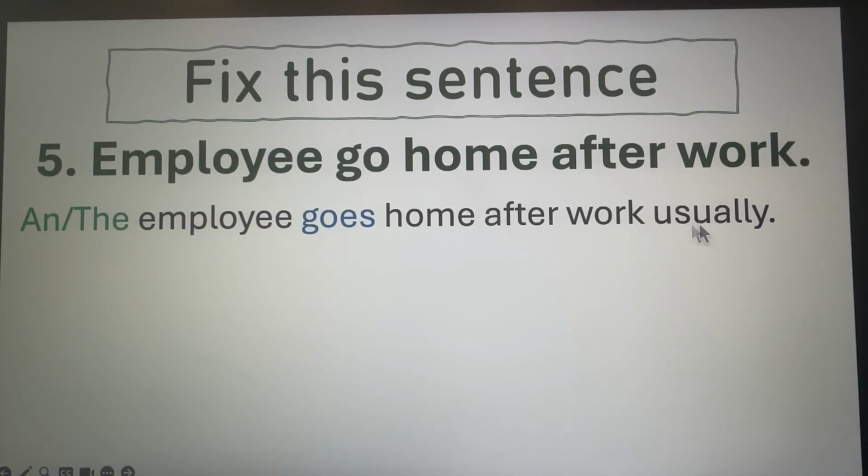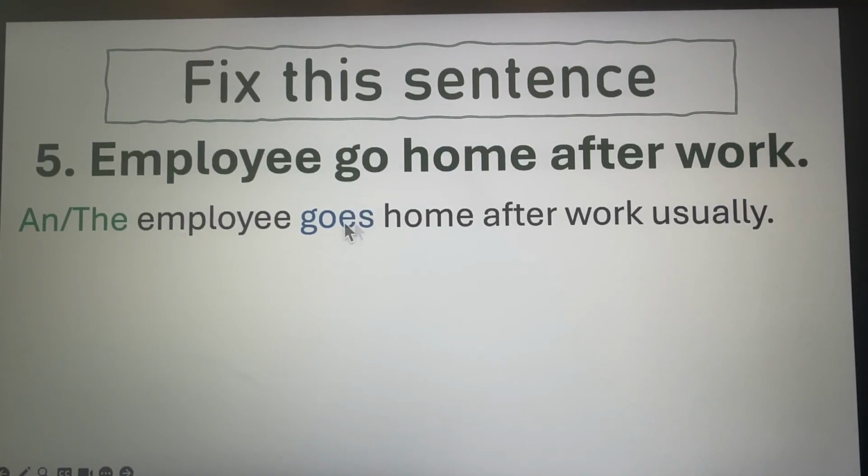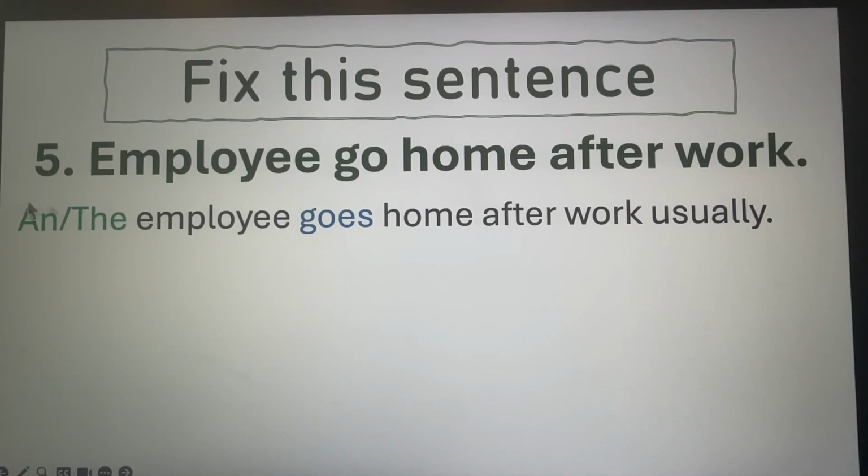This is what tells me that it's anytime, usually. After work doesn't tell me that, but usually tells me that it's anytime. Goes home after work. The employee, because this is a vowel, it's the employee goes home after work usually.